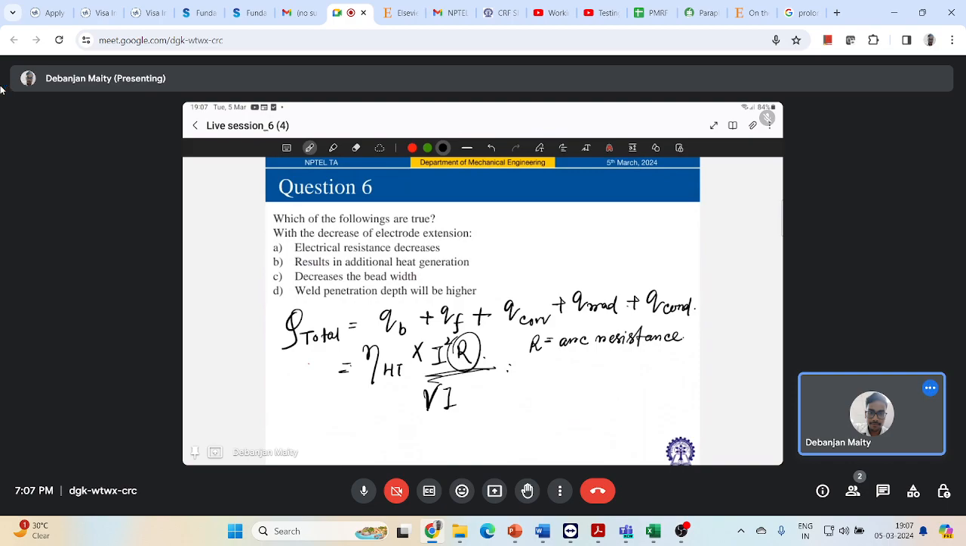So yeah. Now what will happen in terms of arc voltage?